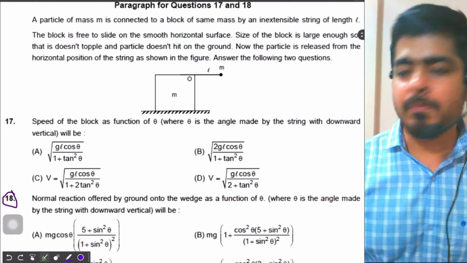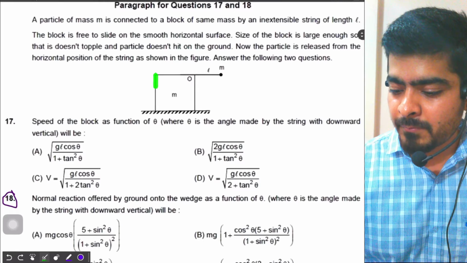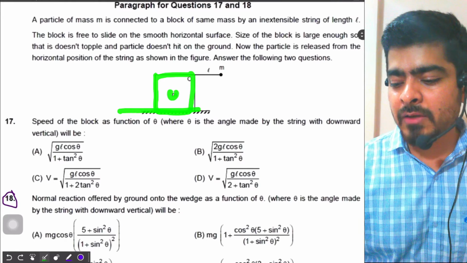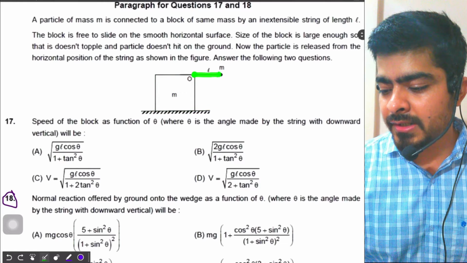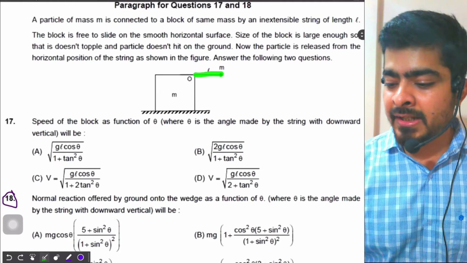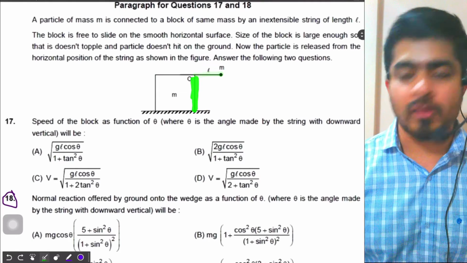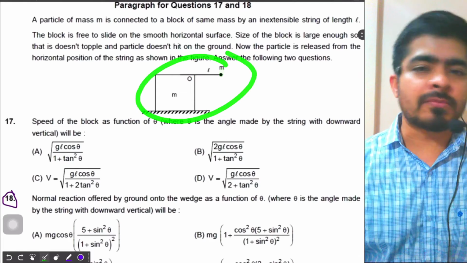Hello students, so we have a paragraph type question now based on momentum and energy conservation. We have a block over here of mass m which is lying on a smooth ground. By a string, another particle of mass m is connected to the block. The string has length L and is shorter than the height of the block so that the particle can never strike the ground. The system is released from this position shown.